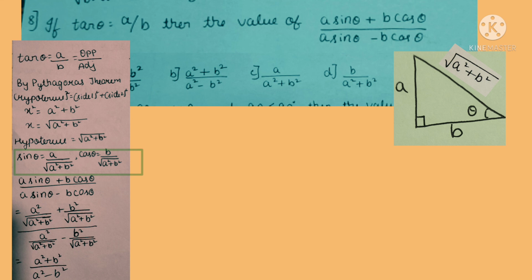According to the given question, we need to find the value of a sin theta plus b cos theta divided by a sin theta minus b cos theta, and we know the sin theta and cos theta values as we have found them. So just put the values and we will get the answer as a square plus b square divided by a square minus b square.